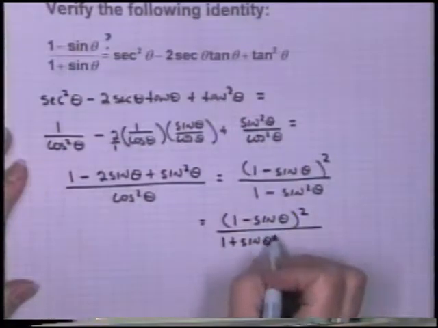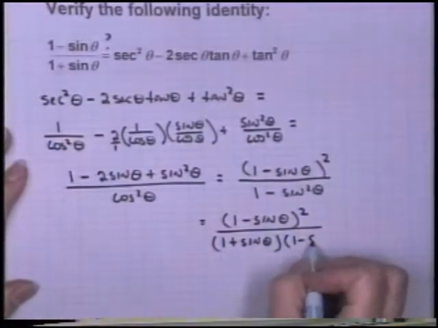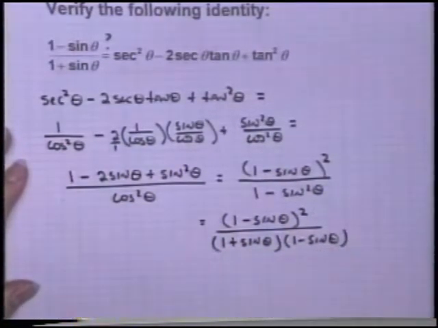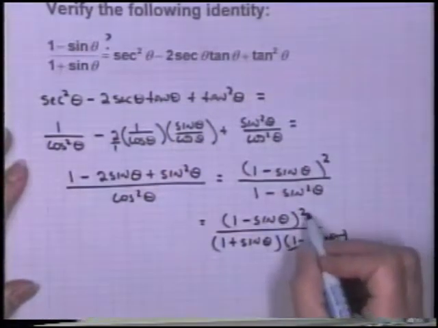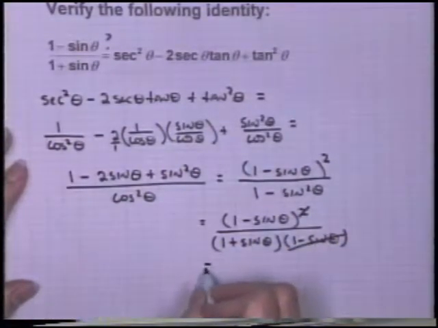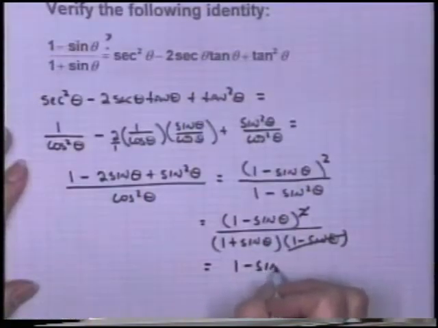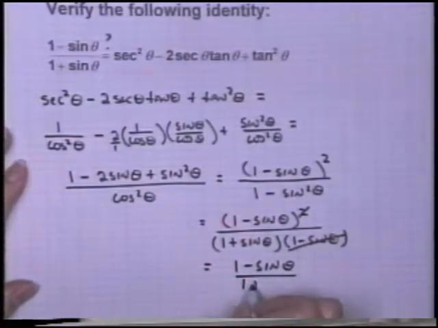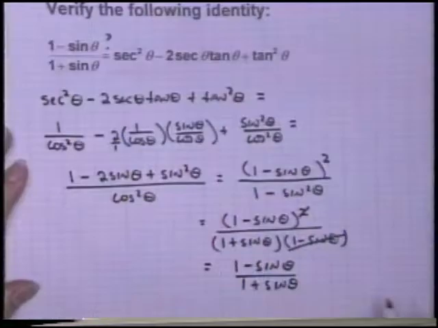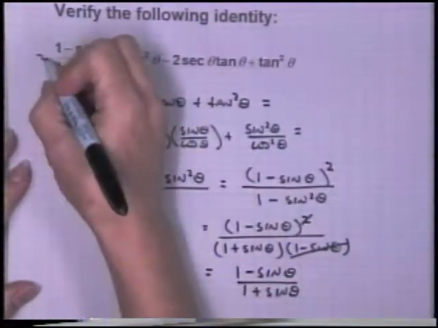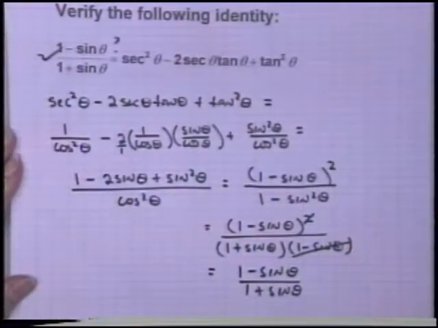And I have a difference of squares down there. So that will factor into the conjugates: 1 plus sine theta times 1 minus sine theta. And of course, one of these factors of 1 minus sine theta cancels, and we have our 1 minus sine theta over 1 plus sine theta that we wanted. So we do get this left-hand side.